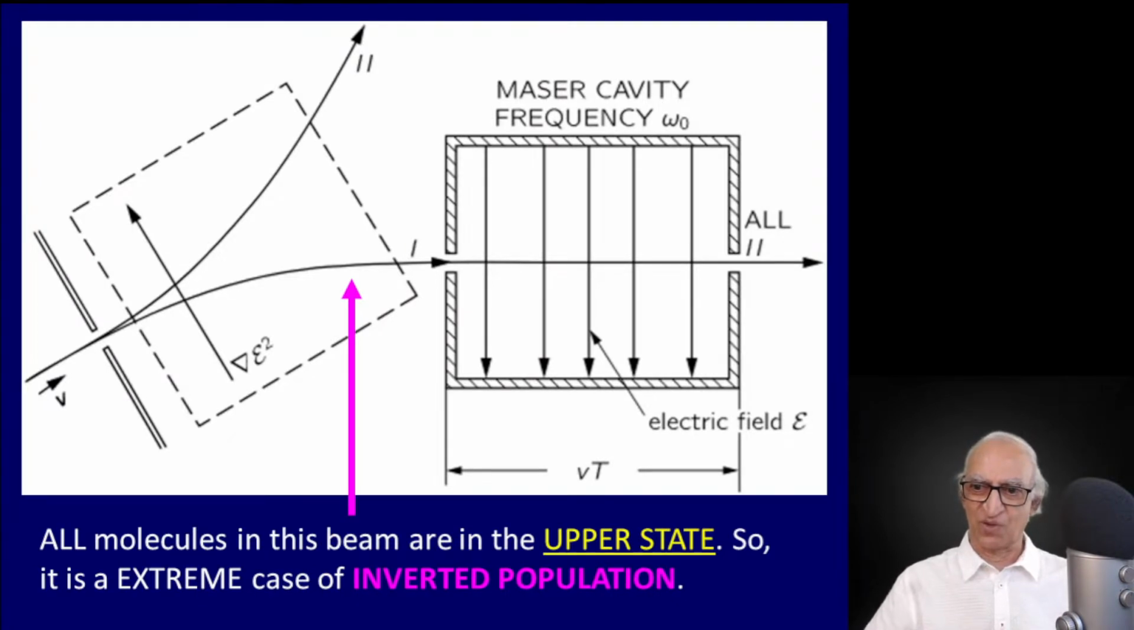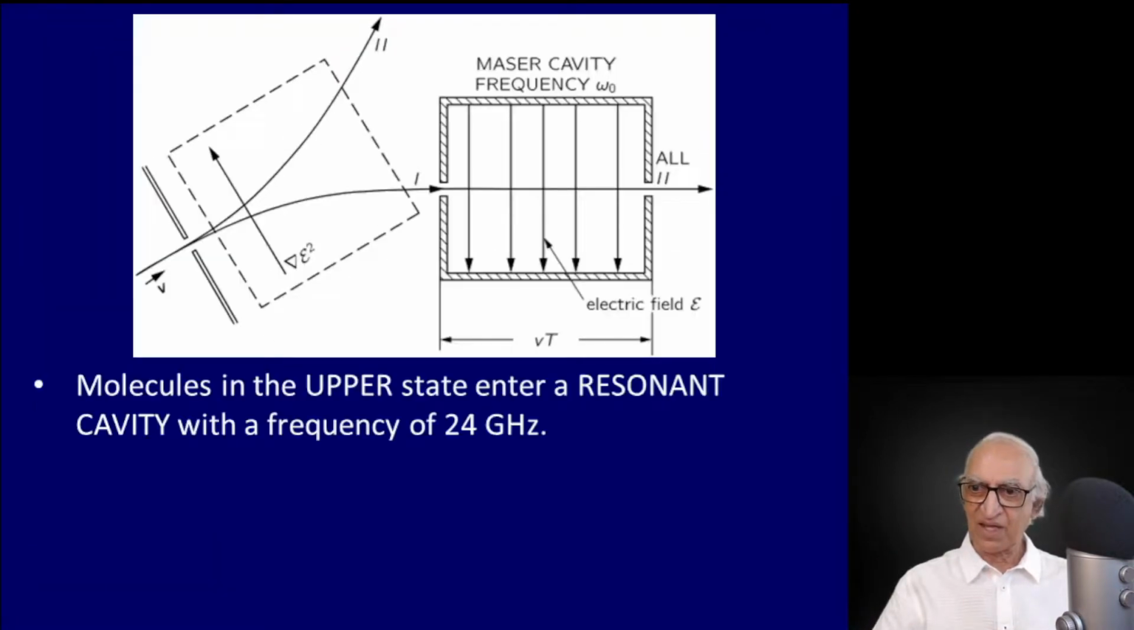Now, I have created an inverted population, and I take this beam, which consists of ammonia molecules, all of them in the upper state, and make them enter a resonant cavity in which there is a frequency omega naught in that direction. What is that frequency omega naught? That frequency corresponds precisely to the energy level difference between the two states of the ammonia molecule. And that frequency happens to be 24 gigahertz.